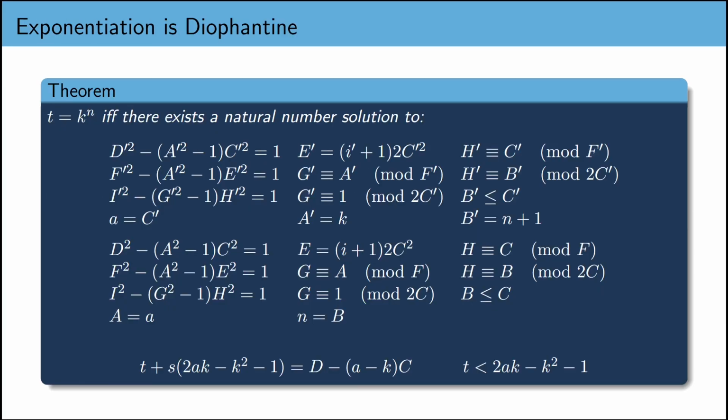In my video on Lucas sequences, I proved that exponentiation is Diophantine, that you can rewrite the equation t is equal to k to the n as there exist solutions to some giant system of polynomial equations. Note that there's further expansion you have to do, rewriting the modular congruences and inequalities that we have here as polynomial equations, and there's also some simplification that you can do here. This is profoundly surprising, and for a long time it was conjectured to be impossible. But this result opens up a bunch of brand new possibilities for what we can do with Diophantine equations.